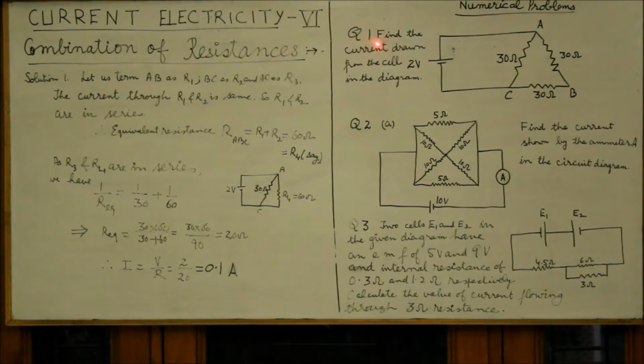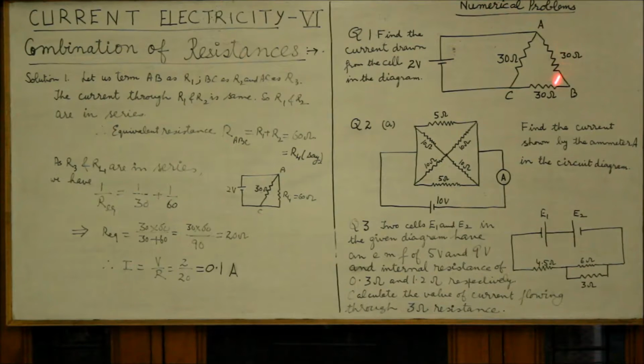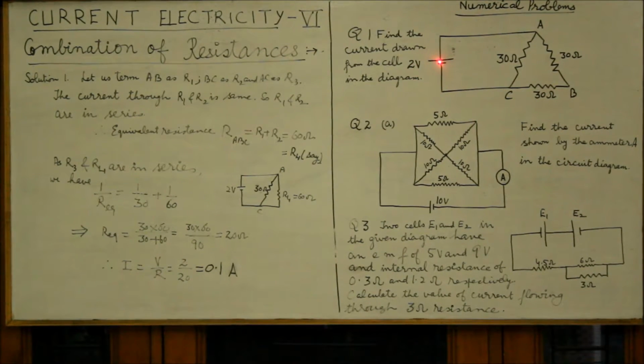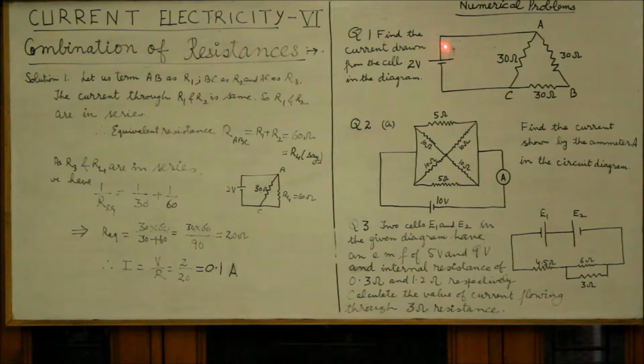First, question number one, you have to find the current drawn from the cell in this diagram. If you analyze this diagram carefully, this is a cell of EMF 2 volts. The current will be sent in this direction from positive. At A, the current is divided into two parts, a part flowing here and another part flowing through this branch.